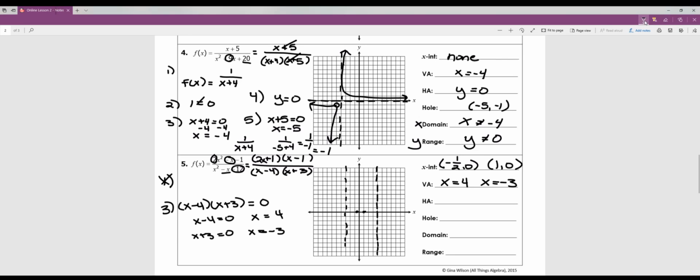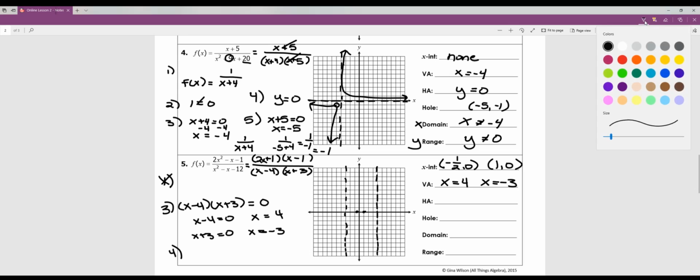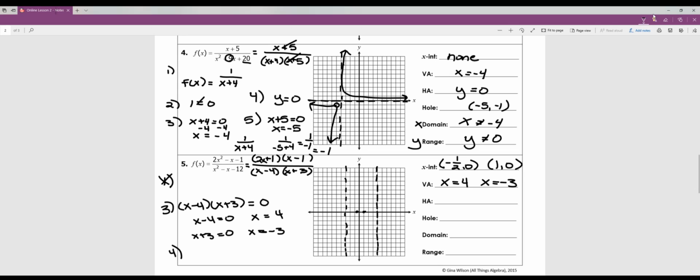Okay, moving on. Step 4, horizontal asymptote. Remember, I need to look at my greatest exponent in the top and the bottom. So for this problem, I have x squared in the top and the bottom, which means they have the same degree. I have a degree of 2 and 2. So my rule for that is I divide their coefficients. So my coefficient in the top is 2 and my coefficient in the bottom is 1. So my horizontal asymptote is going to be at 2 divided by 1, which is 2. So my horizontal asymptote is at y equals 2.